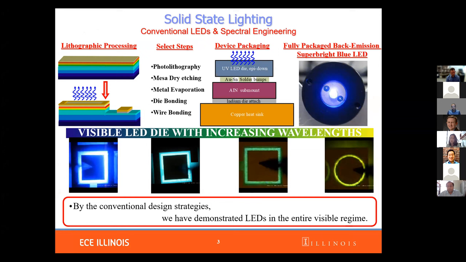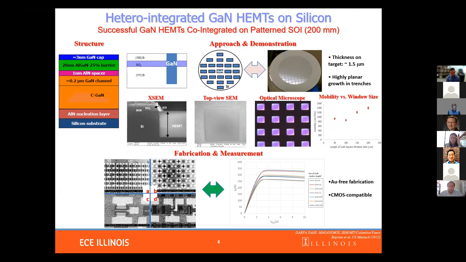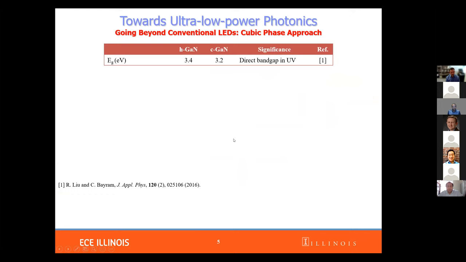And in terms of integration, here are some examples of our former experience, mainly using localized epitaxy. We can fill in trenches up to 200 millimeter wafers, and we can create these pockets used for different devices. And in this case, this was an HEMT device, electrical device. Now, today, what I want to talk about is a new type of material, new type of integration platform called cubic nitride. So we are all familiar with gallium nitride material system.